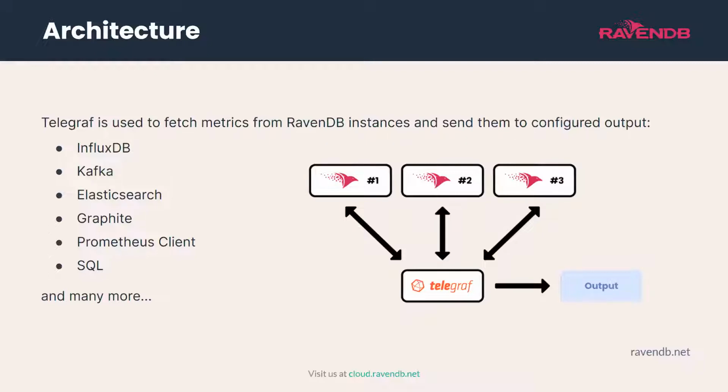And once we collect such metrics in Telegraf, we can output them to different kinds of outputs like InfluxDB, Kafka, Elasticsearch, Graphite, SQL, and many more. So Telegraf abstracts the metrics. It can collect data from multiple sources, various sources, and output them to multiple outputs.